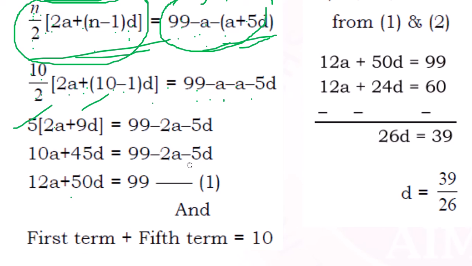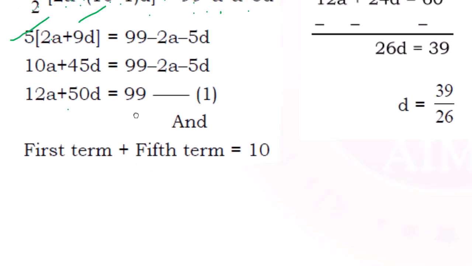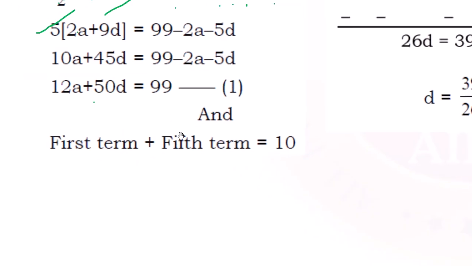Let's take as it is. Minus 2a will come to the left hand side. 10 plus 2a, 12a. Minus 5d will come to the left hand side, it will become plus 5d. 45 plus 5, 50d equal to right hand side. 99 will remain.